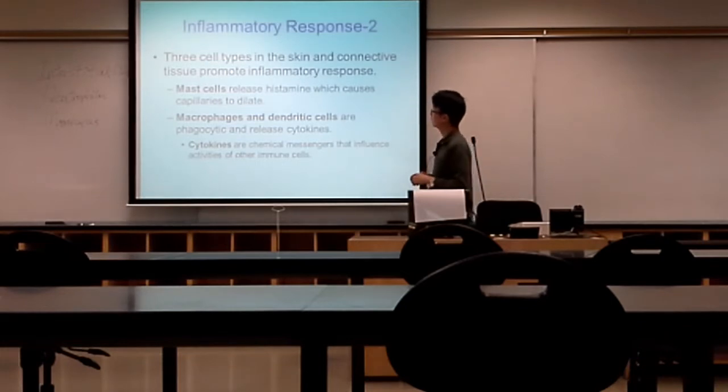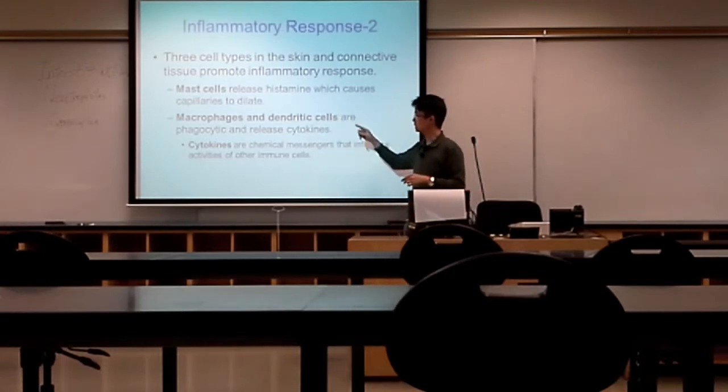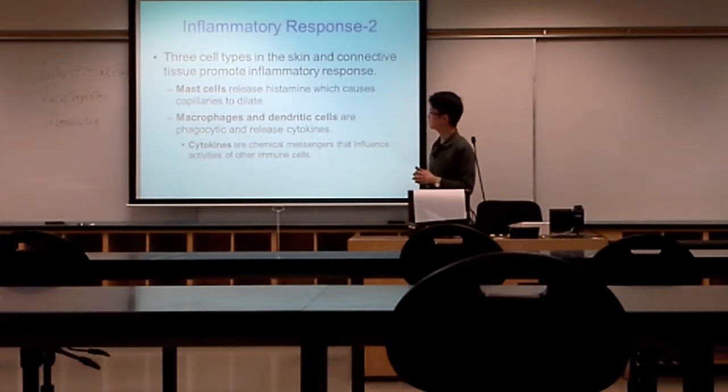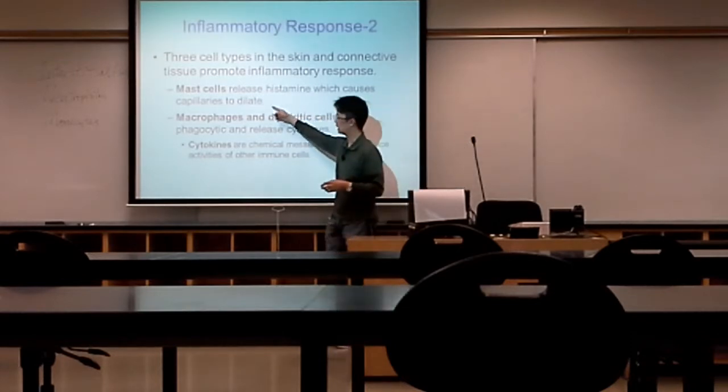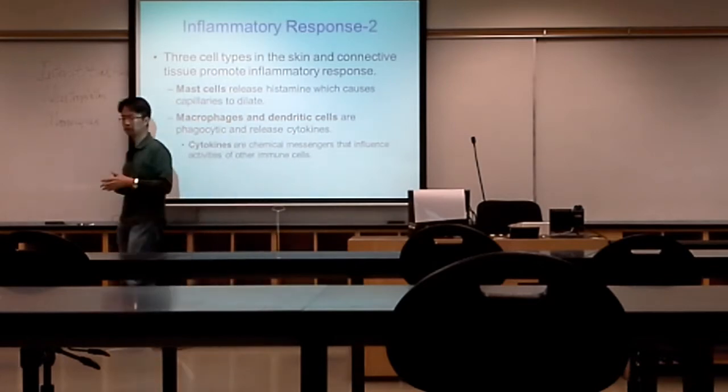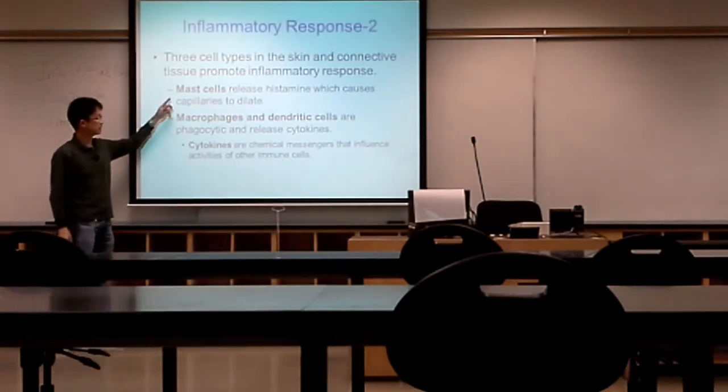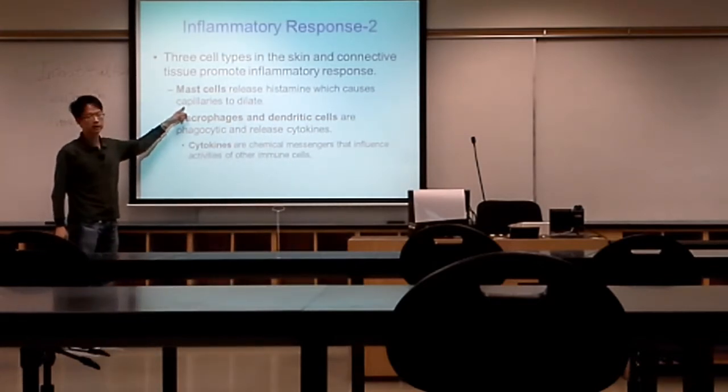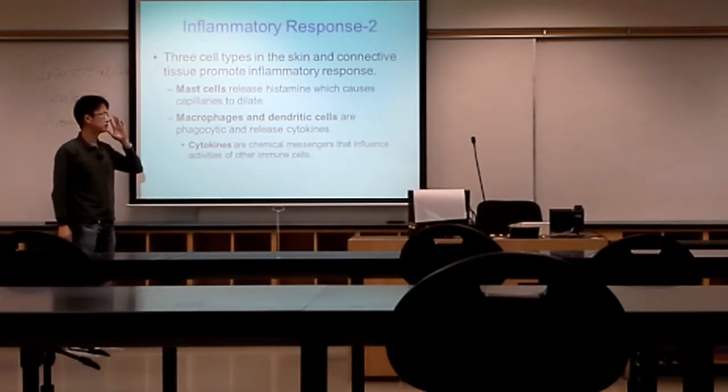So you have different cell types that cause the inflammatory responses. Mast cell is the major one because they secrete histamine. Histamine is the one that causes capillaries to dilate. So remember, mast cells secrete histamine. Histamine causes vasodilation, and vasodilation is the direct cause of inflammatory responses.